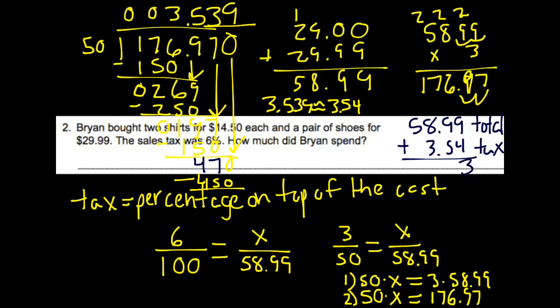4 plus 9 is 13. 9 plus 5 is 14, plus 1 is 15. 8 plus 1 is 9. 9 plus 3 is 12. 5 plus 1 is 6. When I'm adding or subtracting decimals, I just bring them straight down. So my answer is $62.53. That's how much Brian spent, and that's including all the items plus the sales tax, which was 6%, which is $3.54, and then I just added that to my total to get my total amount that Brian spent.